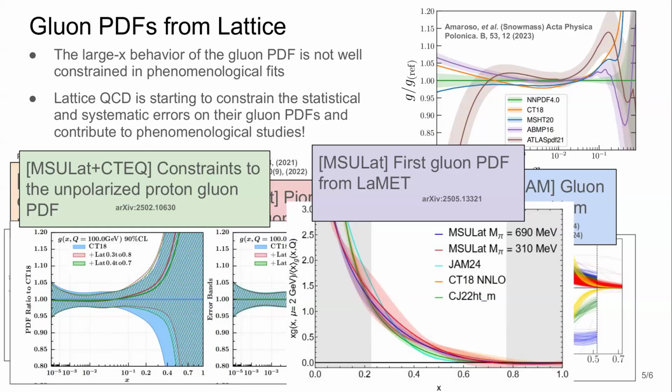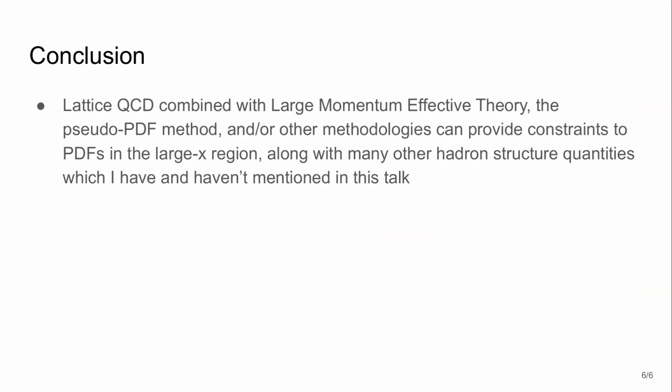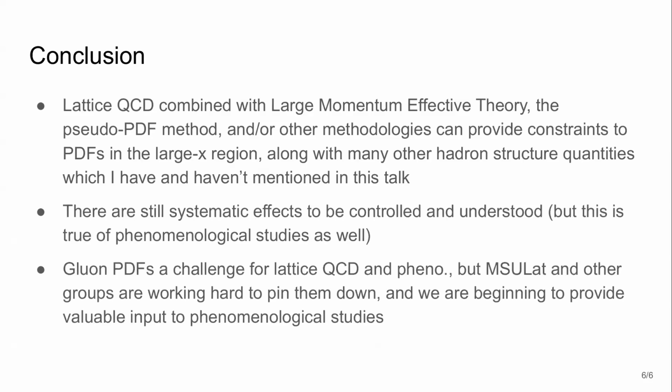And so recently I put something on the arXiv where we got the first gluon PDF from LaMET. So now we have the two different methodologies and we can start understanding our own systematics better. I wanted that to be super fast, and I think that was reasonably fast. So I'll just leave it there with the conclusion. Thank you.